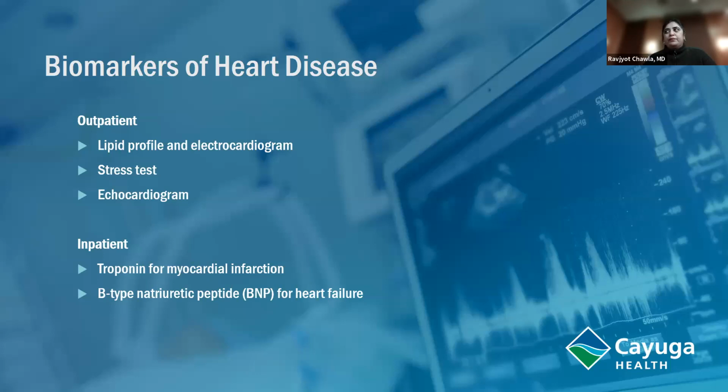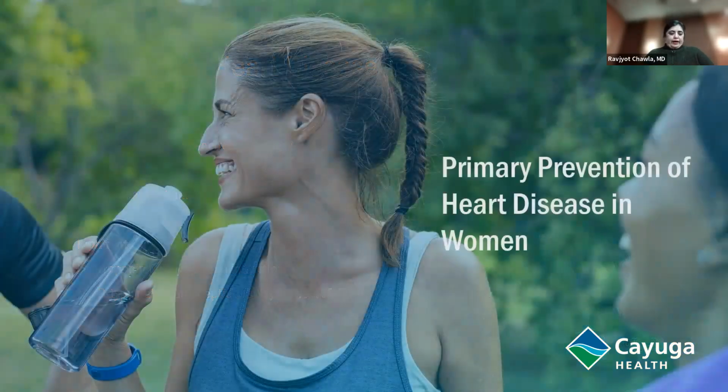It's important to get a lipid profile, electrocardiogram at your doctor's office, and just ask them, if you're curious, you'd like to see a cardiologist, just to risk stratify as to what your risk score is over the next 5-10 years.